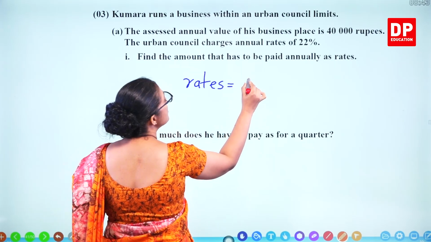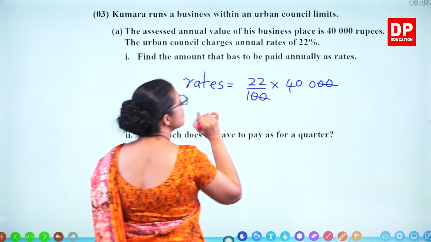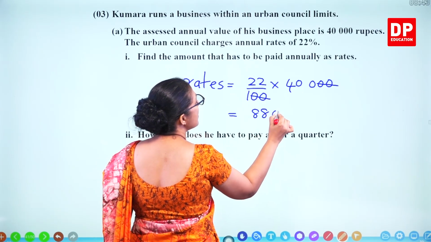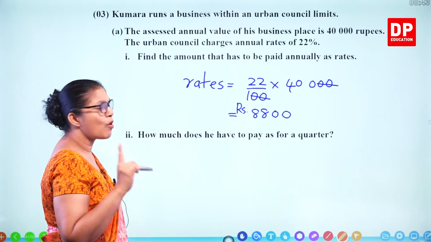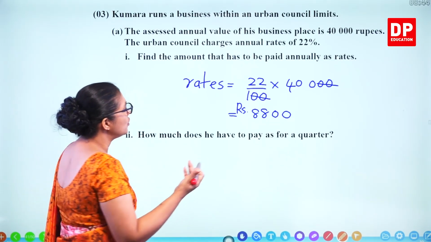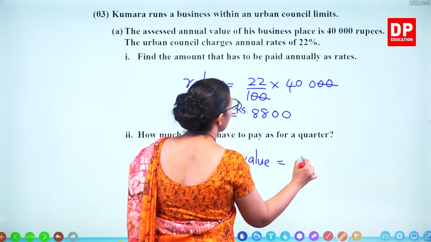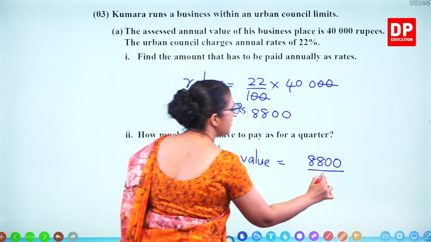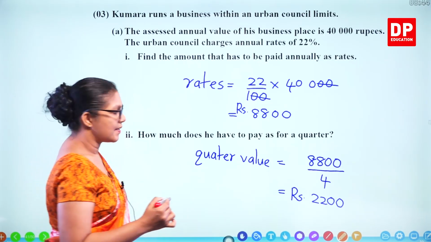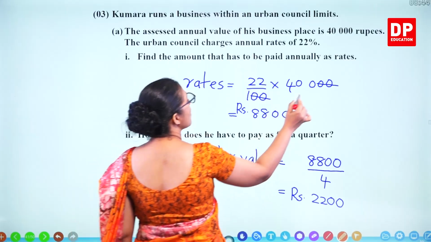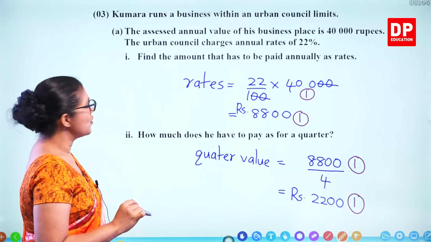So rates are 22%, 22 over 100 into 40,000. 2 zeros get cancelled out, and here 8, 8 and 2 zeros. So 8,800 rupees. How much does he have to pay for a quarter? What does quarter mean? 1/4 of a year. So you just divide by 4. This value, 8,800 for a year, divide by 4, 2,200 rupees. So you get 1 mark, 1 mark, 2 marks for each step. This is 1 mark and this is 1 mark. So 4 marks for these 2 steps.